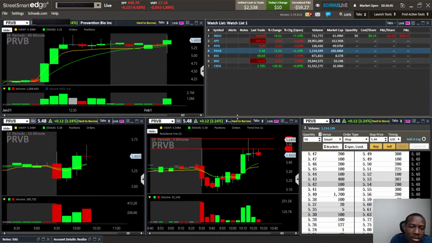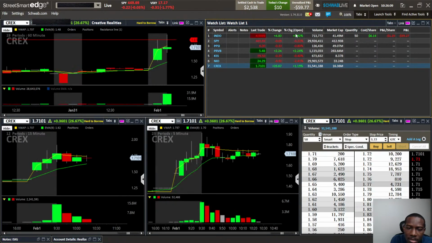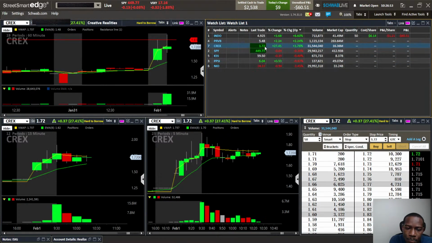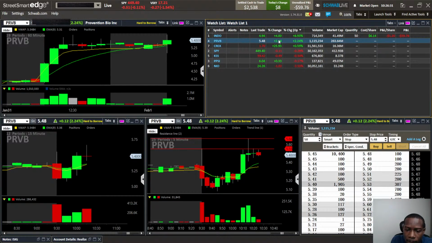PRVB positioning itself to go down. Cracks right at that 170 level has a lot of work to do to get back over this 190. 20 cents it needs to push up. I don't think it can do it.